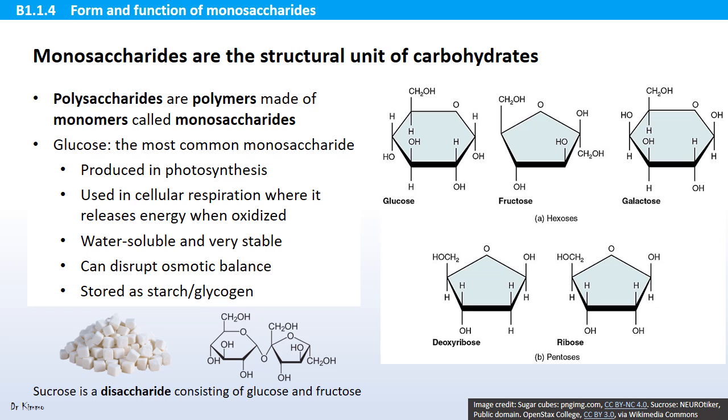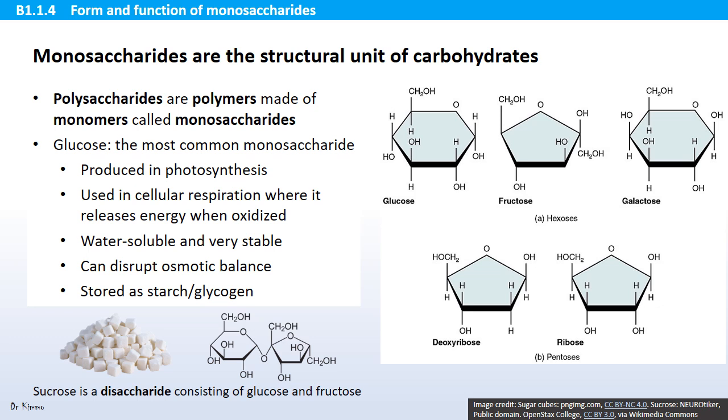It can disrupt osmotic balance. Osmosis is something you'll learn about in another video, but osmotic balance is very important for cells, and cells cannot store a lot of glucose without disrupting osmotic balance. So instead, they store the glucose as starch or glycogen.